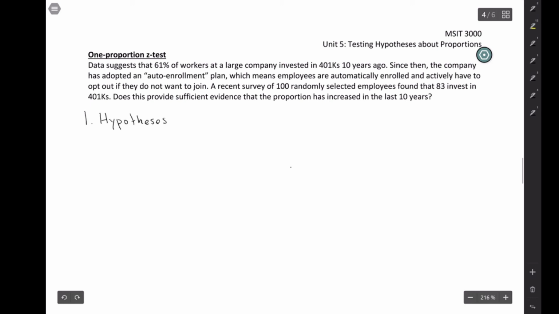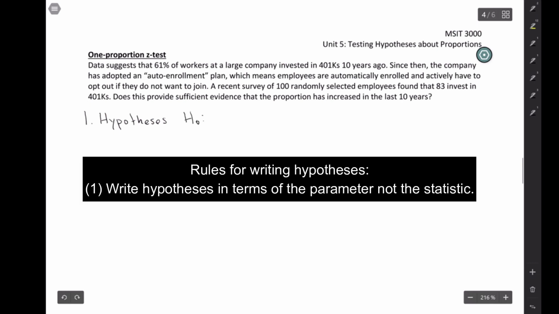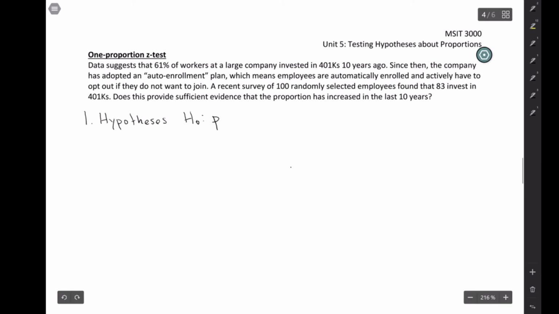Okay, so the first one, we'll write the null hypothesis, and we're going to write it in terms of the population proportion, right? Because we don't need a hypothesis test to tell us what p hat is. We can just go ahead and calculate it directly. So p hat is the sample proportion, and it says here that 83 out of 100 invest. So we know right away p hat is 0.83.